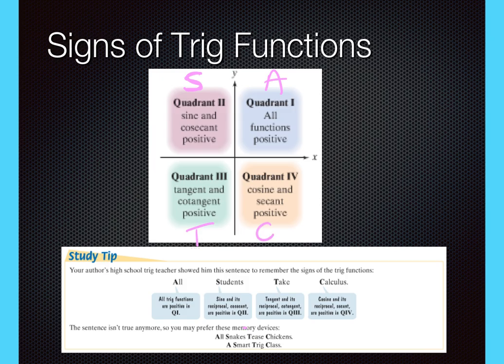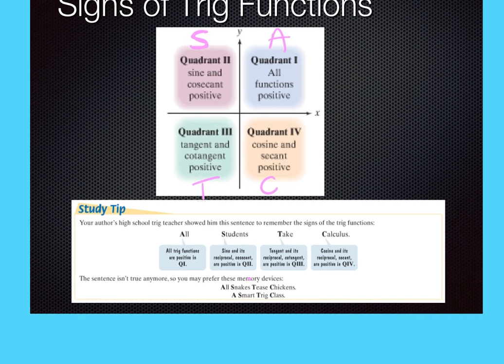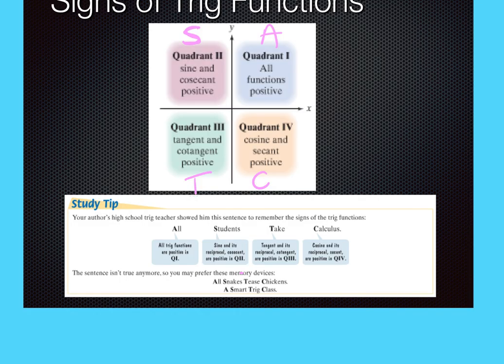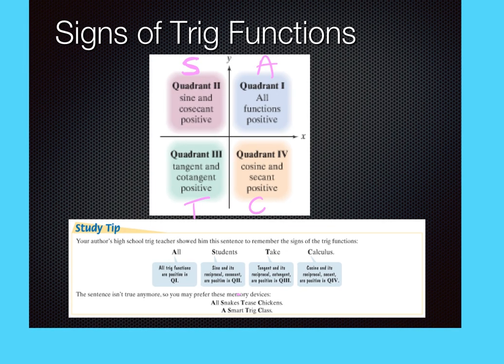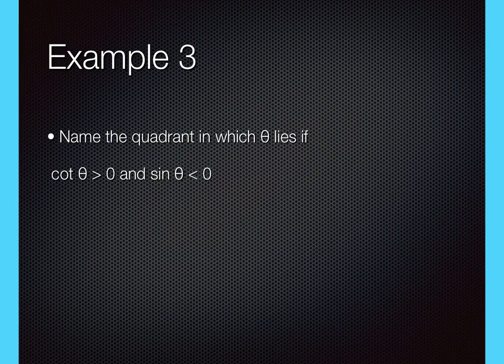So of your initial 3 trig functions, this letter represents which of those 3 are positive in that quadrant. So it says all, if in your book it says all students take calculus. It also says, which I hate snakes, so all snakes tease chickens is never something that I would want to remember. A smart trig class, okay? So now we apply it.